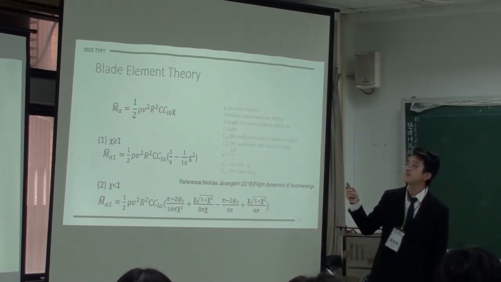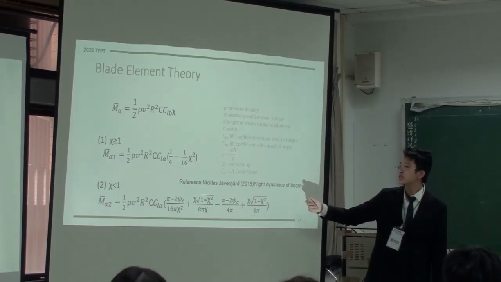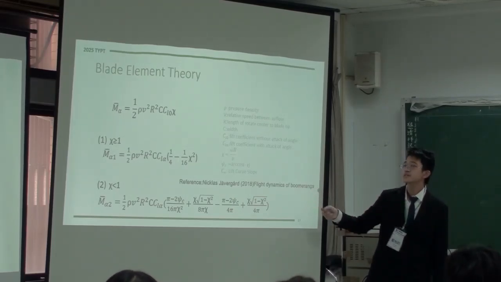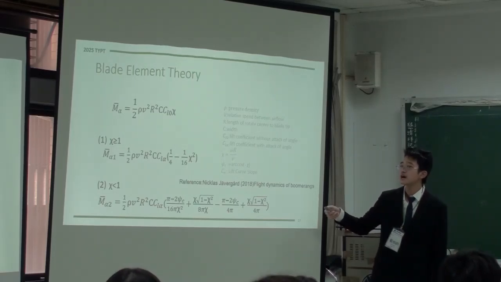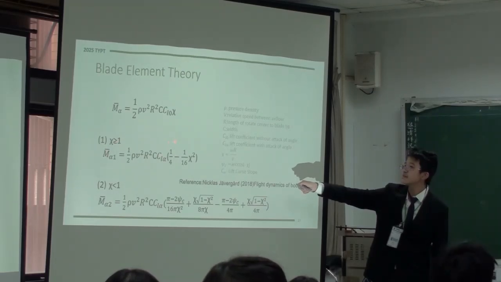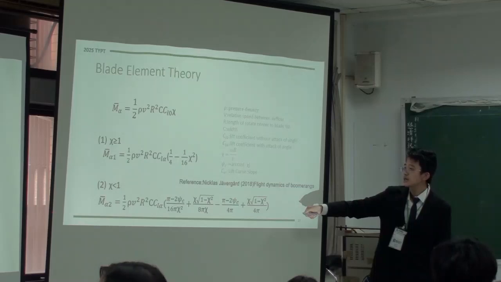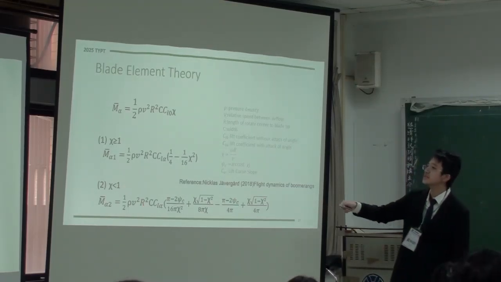Next is the blade element theory. We can find this is the tau without the angle of attack, and if J is larger than 1, tau will be this plus this. And if J is less than 1, tau will be this plus this.